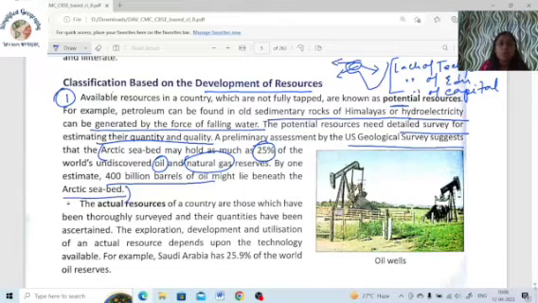Okay, moving on to the next. This question is very important. Both of these are very important.